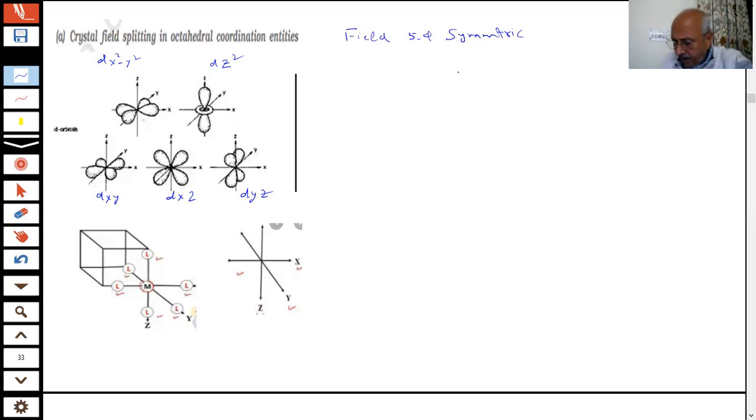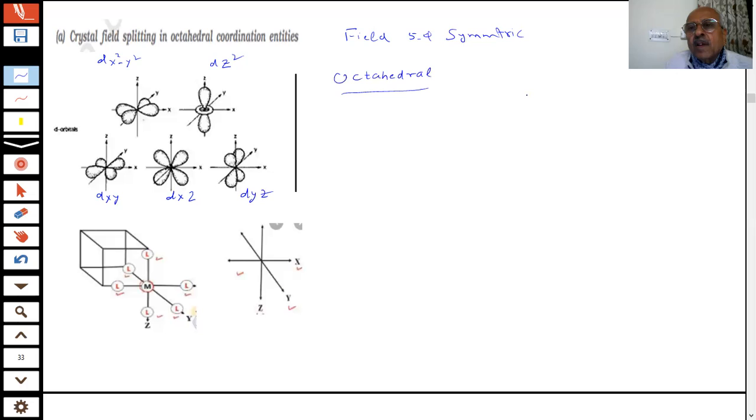Now when the ligands start approaching the metal, what will happen? The question is, from which direction are the ligands coming? First of all, if I take the octahedral case, you are aware of the shape of the octahedral. What is the shape of the octahedral?